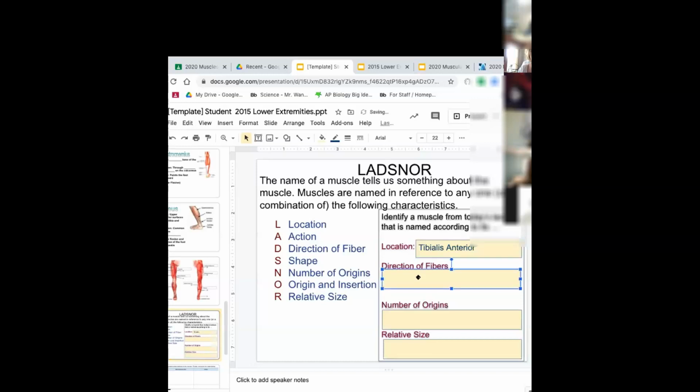So I think we only named one direction of fiber today. Remember our directions were transverse, oblique, rectus. So I think we only named one muscle that would be a direction. Veronica, do you got a muscle in mind? For direction? Yes.